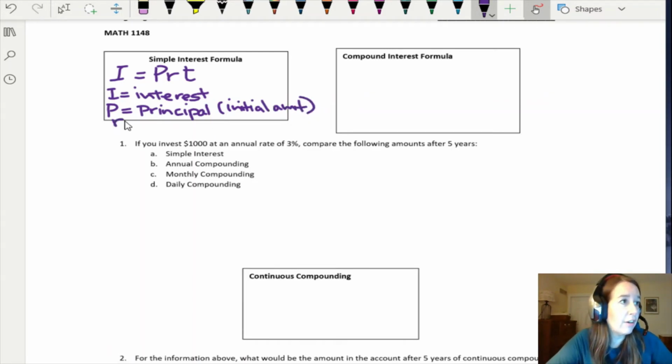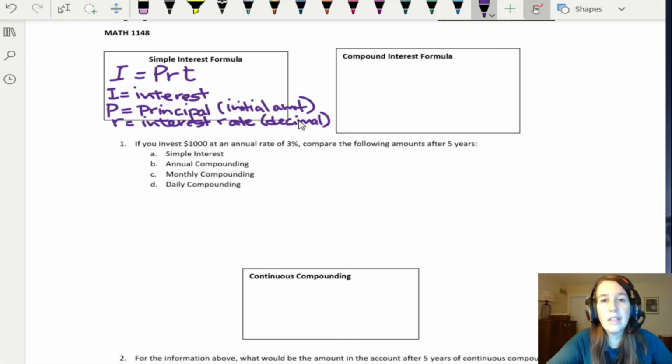And then R is equal to the interest rate, and that has to be in a decimal. So most of the time they're going to tell you that as a percent, like 5%, and then you're going to use 0.05 in your equation. And then T is the time, and that time can actually be in any units. It's just usually given in the problem.